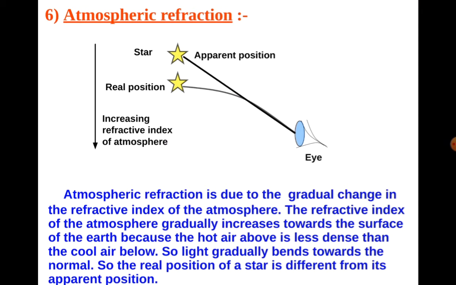In the PPT you can see here, the refractive index of the atmosphere gradually increases toward the surface of the earth, because the hot air above is less dense than the cool air below. So light gradually bends. Obviously you can see that when light travels from the rarer medium to the denser medium, it bends. Am I right? A little bend. So the light gradually bends towards the normal. So the real position of the star is different from its apparent position.